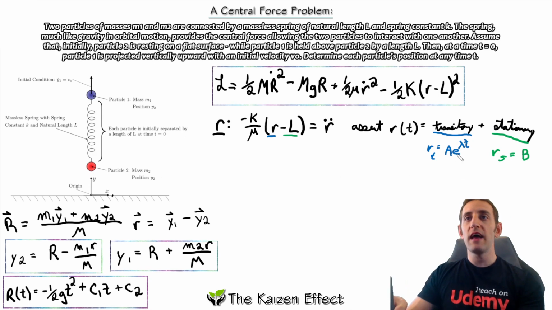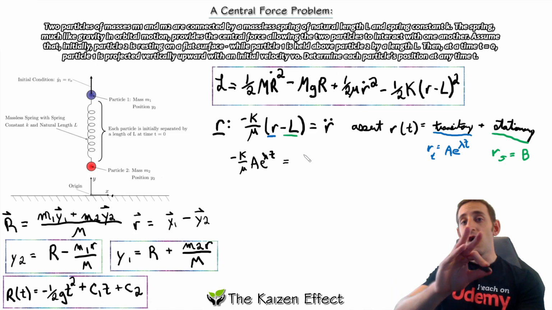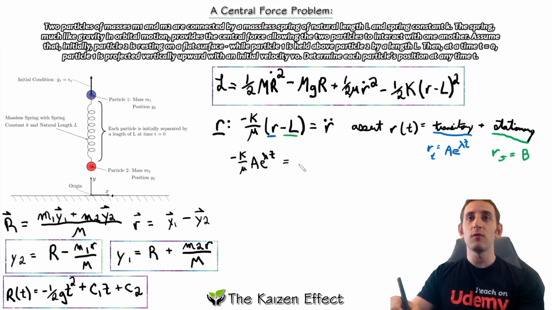Okay, so looking at the part when you're driving the system with some kind of spring force, when it's starting to move, trying to get to steady state, we're going to have this guy. We're going to assume that solution, plug it in, and see what happens. So basically, you get negative k over mu A e to the lambda t. And I'm going to drop out the L term here, and I'll show you why once we get the final solutions. And that is equal to A lambda squared e to the lambda t, basically differentiating this guy twice.